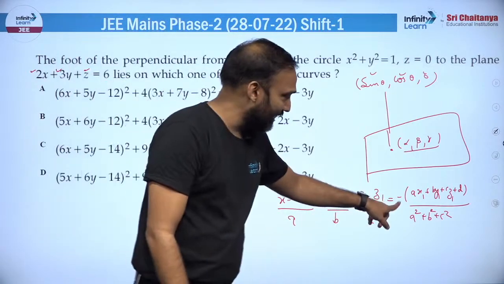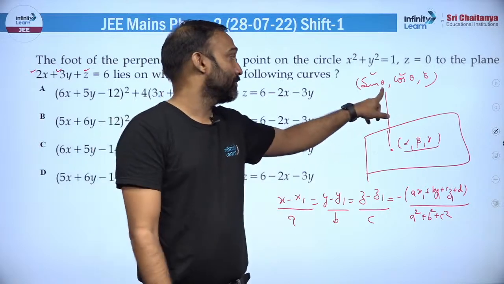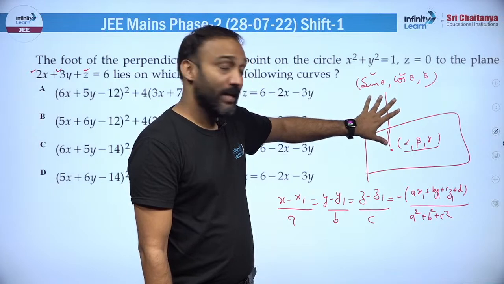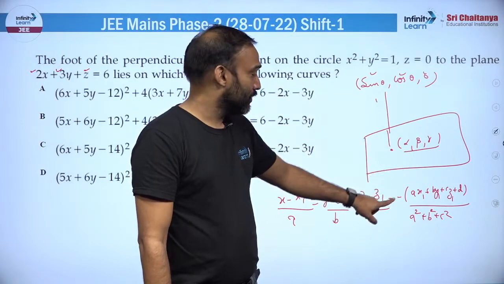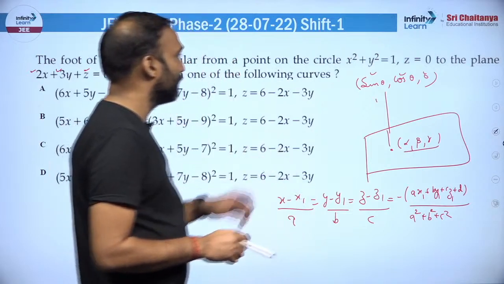Now instead of this minus, if I have minus 2, then I will have the image of this particular point. So the foot of the perpendicular is at a distance x, and the image is at a distance 2x. So if you replace minus by minus 2, you will get the mirror image of this particular point as well.